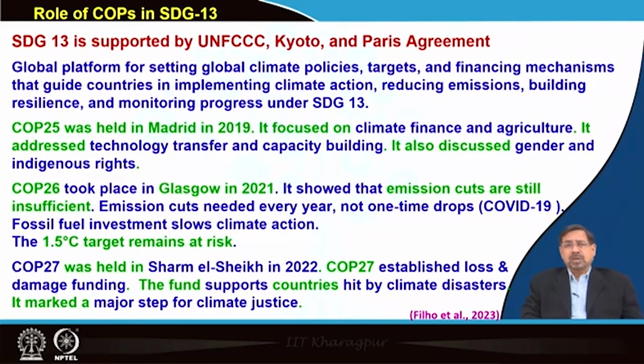Then the 1.5 degree target. If this cannot be achieved, or is achieved only slowly, then perhaps the target of arresting the temperature rise to 1.5 degrees centigrade may be at risk. This came up during the Glasgow conference in 2021. Coming to COP27, which happened in Sharm el Sheikh, it established loss and damage funding. From this COP27, the loss and damage fund has been established, and this fund supports the countries that are mostly hit by climate disasters.